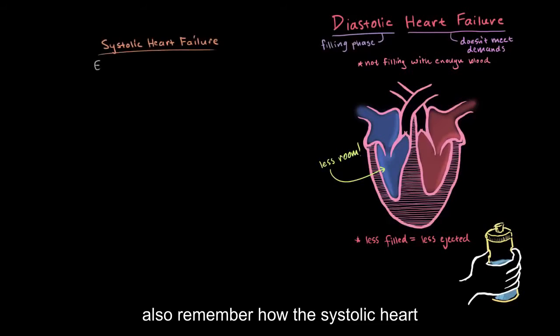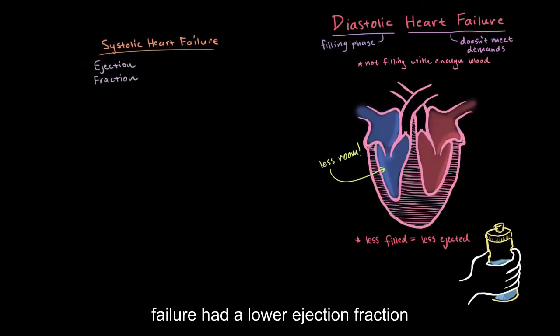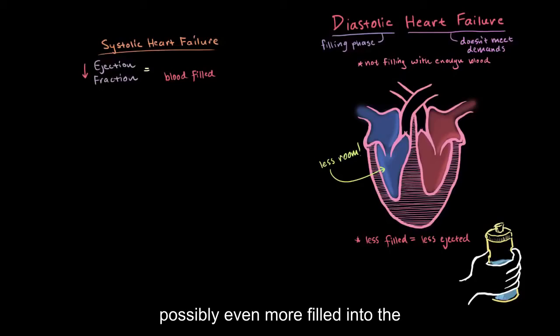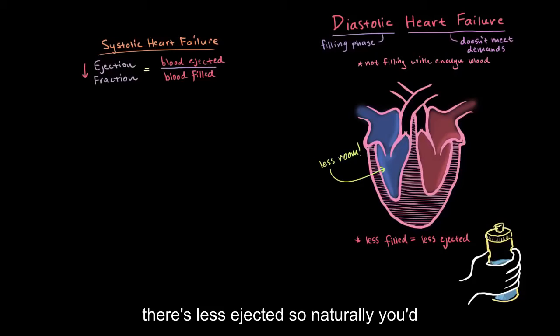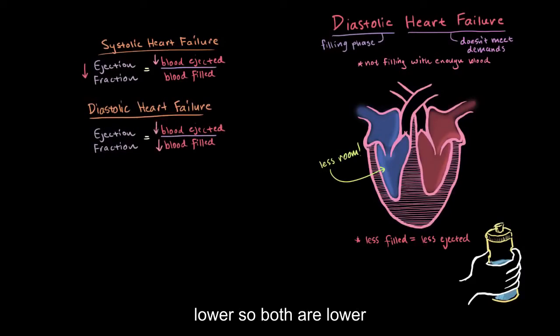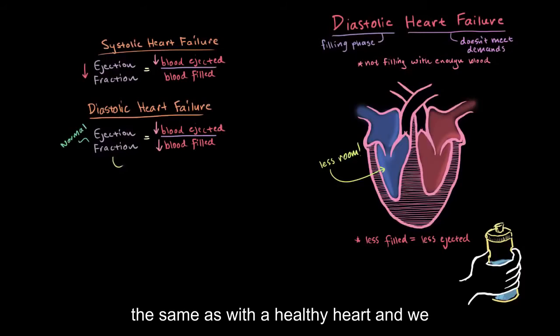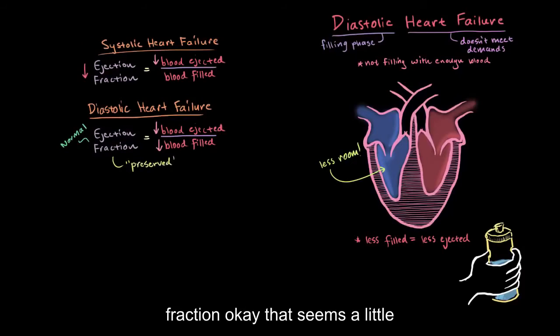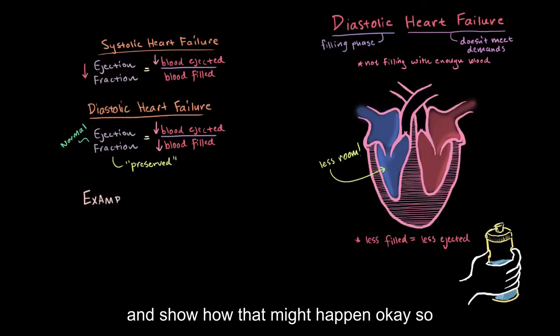Also remember how systolic heart failure had a lower ejection fraction, which is that fraction of blood ejected with each beat. And that's because there's about the same amount or possibly even more filled into the ventricles with systolic failure, but there's less ejected. So naturally you'd have a lower ejection fraction. Makes sense, okay. But since diastolic heart failure has both filled and ejected lower, so both are lower, sometimes your ejection fraction can be the same as with a healthy heart, and we would call that a preserved ejection fraction. Okay, that seems a little confusing, right? Well, let's do an example and show how that might happen.